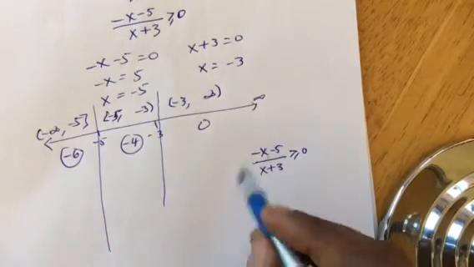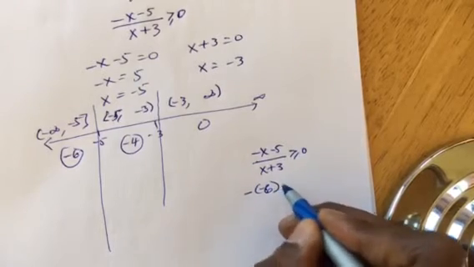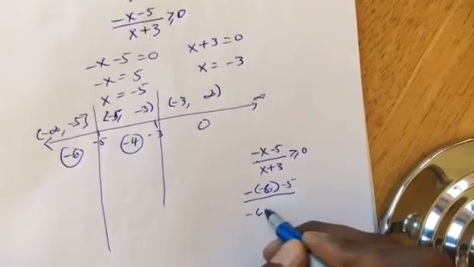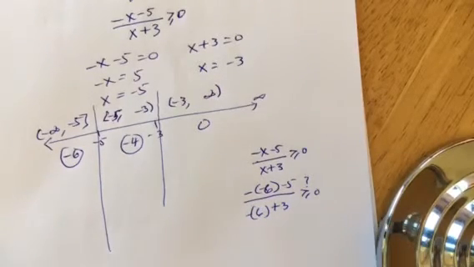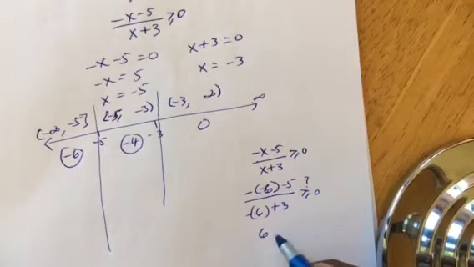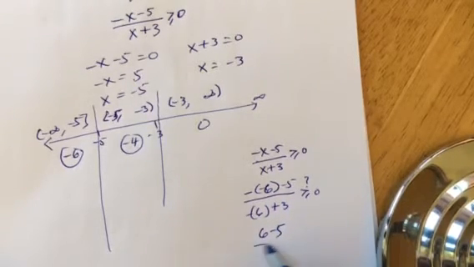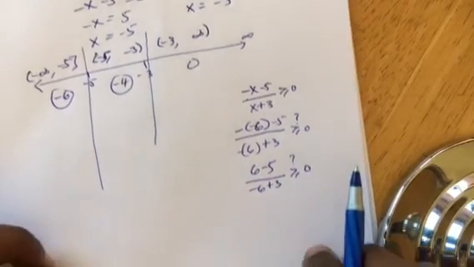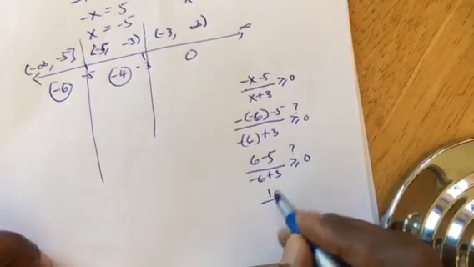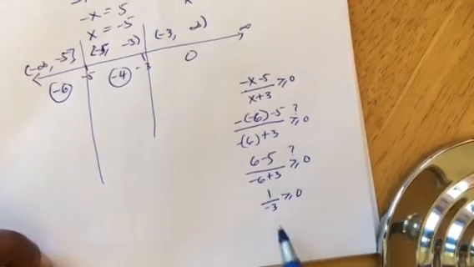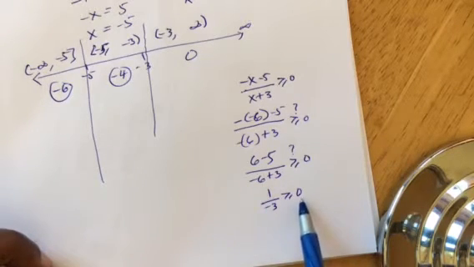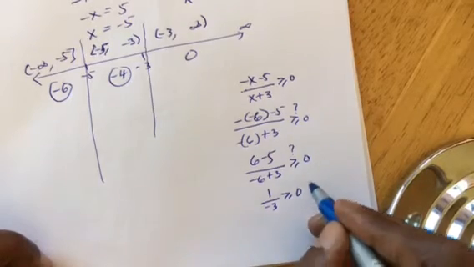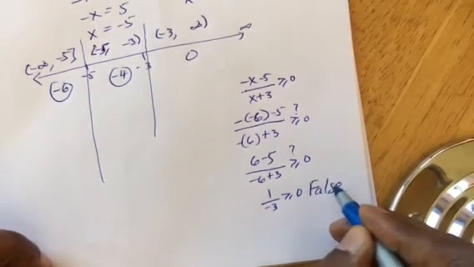So if we test the negative 6, we will say negative times negative 6 minus 5 all over negative 6 in parentheses plus 3 greater than or equal to 0. We have to put a question mark because we don't know if that's correct or not. So this would give you a positive 6 minus 5 all over a negative 6 plus 3 greater than or equal to 0 with a question mark, of course. So this would be 1 over negative 3 greater than or equal to 0. Now 1 divided by negative 3 is a negative number. Is a negative number greater than a positive number? No. So this is false. So that means the first part is not the answer.